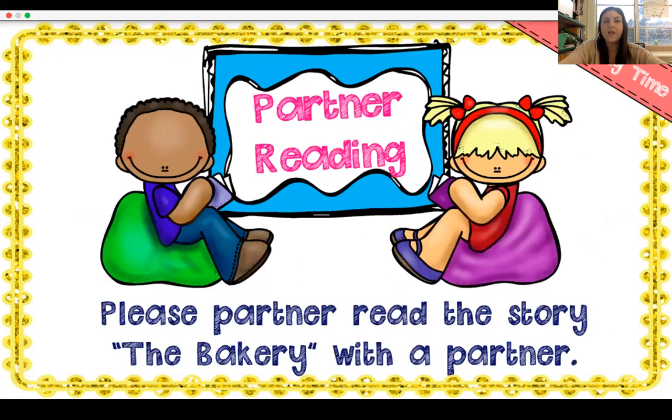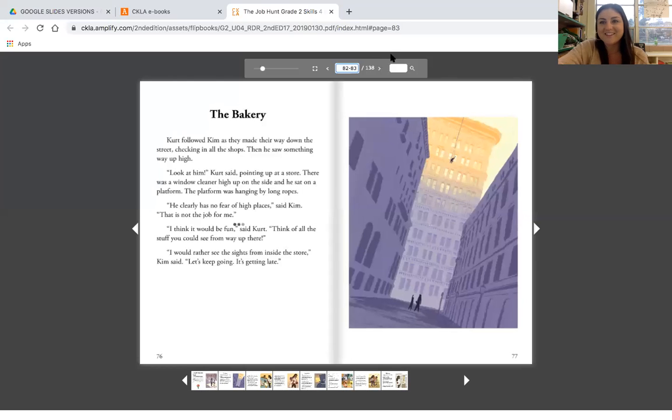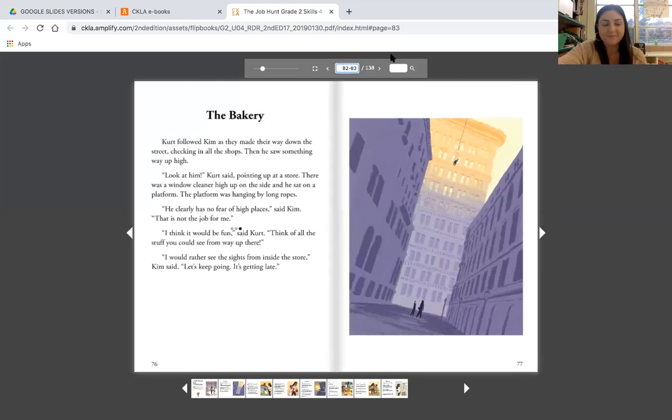make that food. All right, guys, next up what we're going to be doing is we're going to be reading The Bakery together. It says partner reading. I'm going to be your partner. So your job is to take your finger and follow along as I read. Alrighty, you're going to take your finger and start at the title, The Bakery.